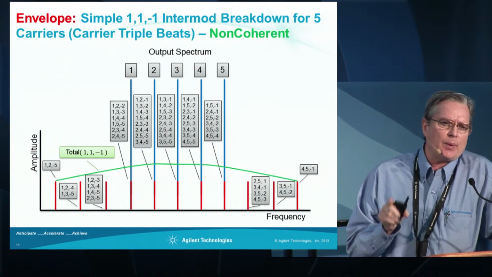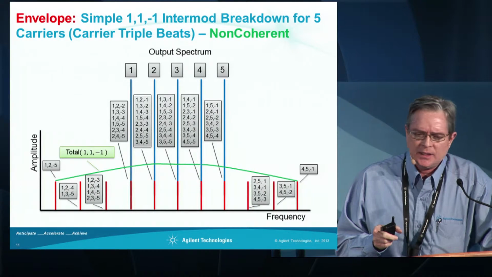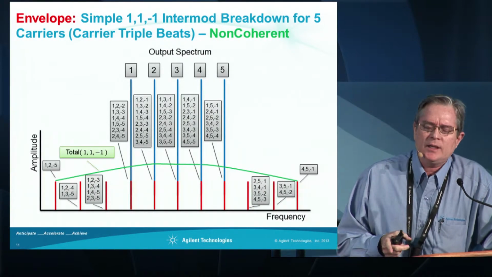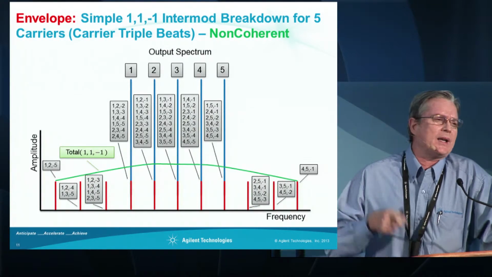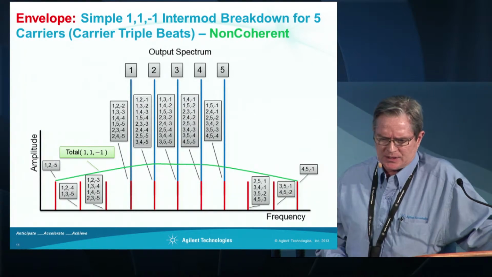This is the 1 plus 1 minus 1. This is what they call the composite triple beat. So it's carrier 1 plus a second carrier minus a third carrier. And that's the only intermod that we're looking at in this particular slide.